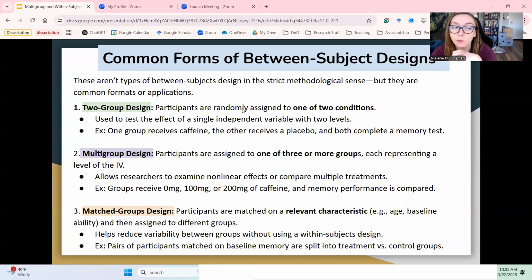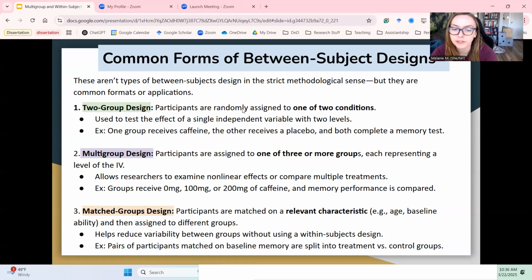We've already talked extensively last week about the 2-group design, so this is just exactly what it sounds like. Participants are randomly assigned to one of 2 conditions. Multi-group design is 3 or more. So any sort of design that has 3 or more groups is a multi-group design rather than a 2-group design. And each of those groups have only one independent variable or treatment condition.